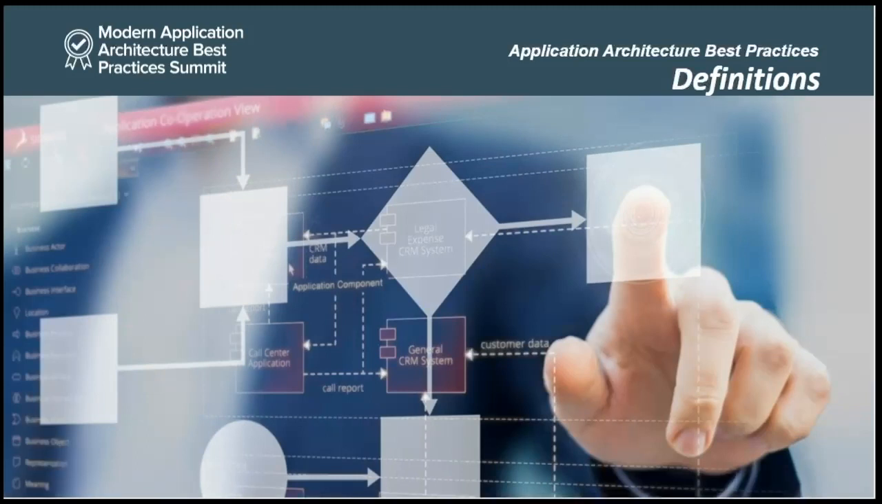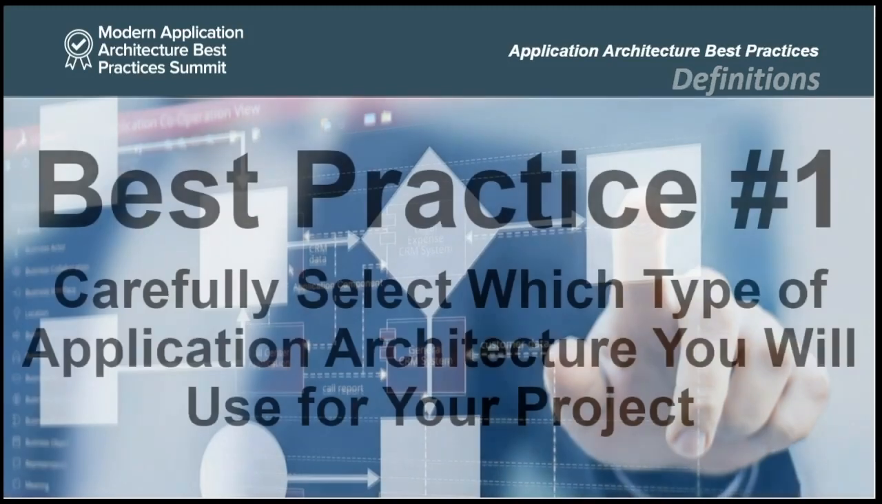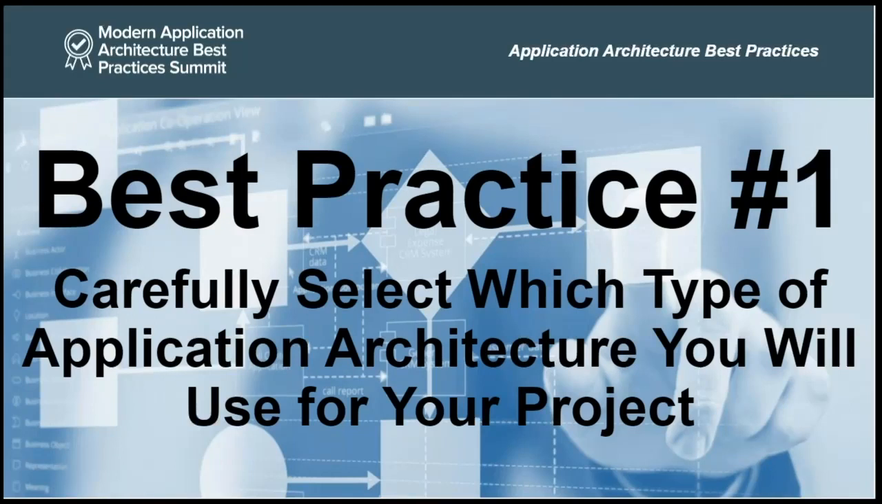So let's get down to some definitions. Actually, before we get to the definitions, let's launch our first best practice of the day. First and foremost, best practice in application architecture is to carefully select which type of architecture you're actually going to use, or which type of architectures you're going to use on various components of the project. So selection is number one, and not surprising, selection is often number one in a lot of places.